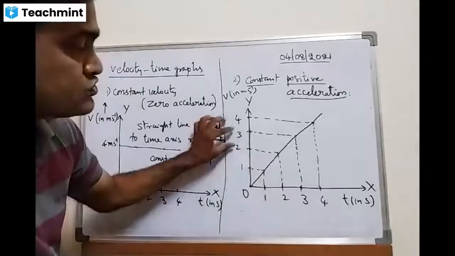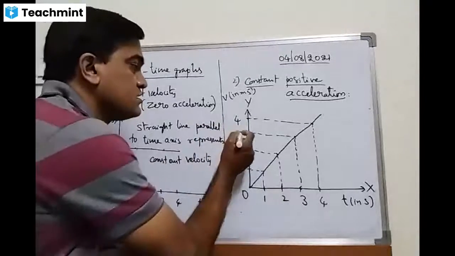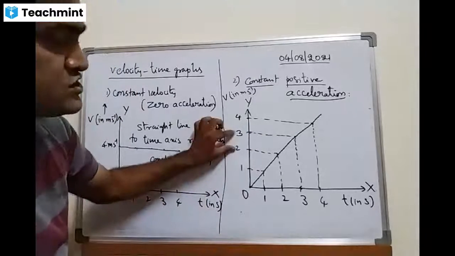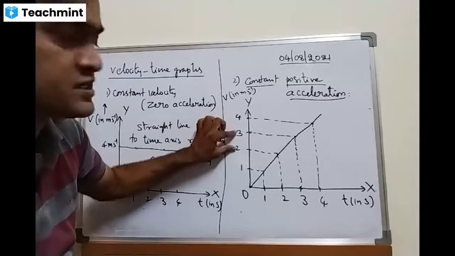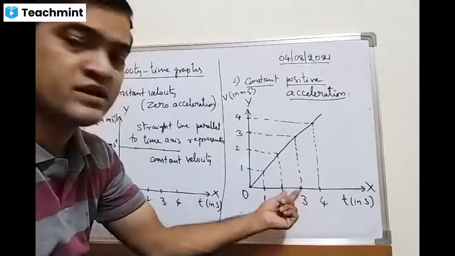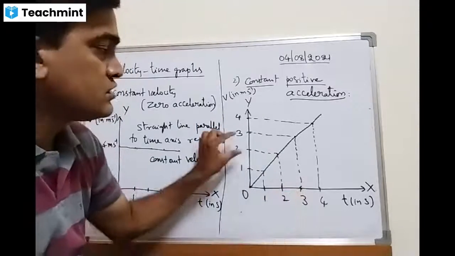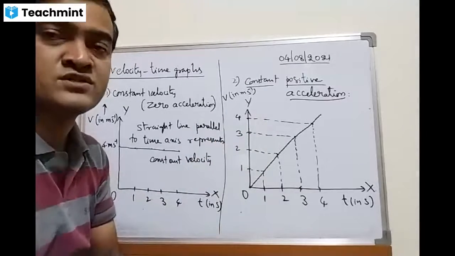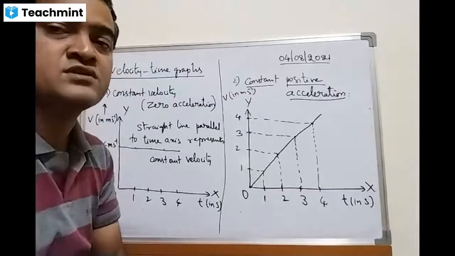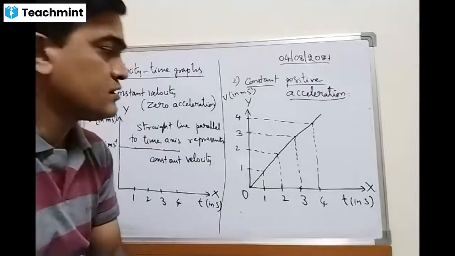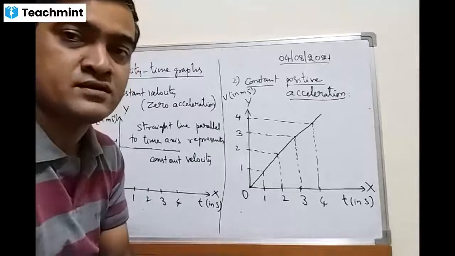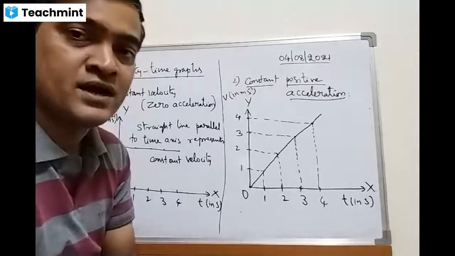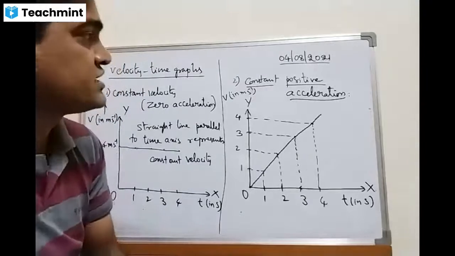And if I consider 2 to 3, what is the change in velocity? 1 meter per second, and the time interval is 1 second. So the change in velocity remains constant throughout the motion. Whenever the change in velocity at different points is the same, then I can say that the particle is moving with a constant acceleration.